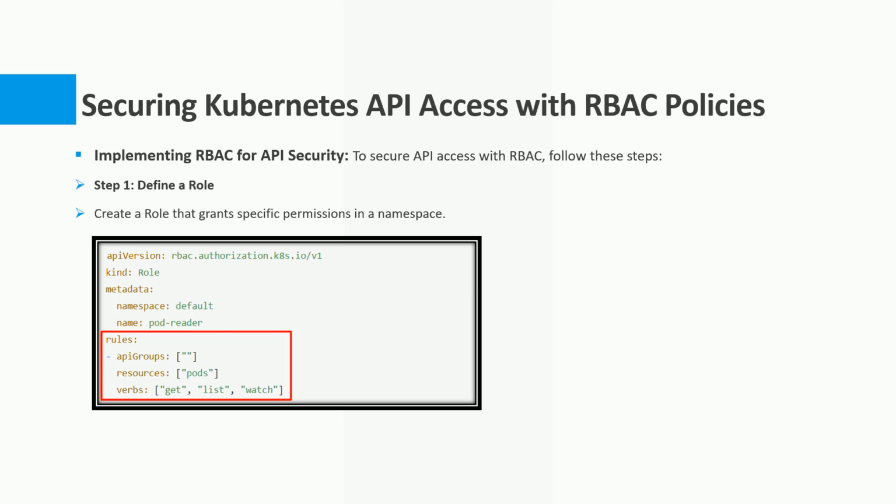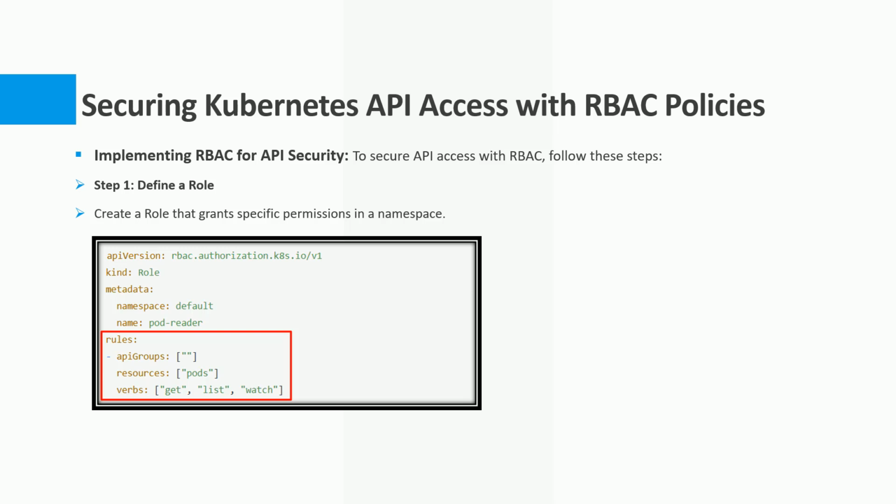You have to start with the API groups, and mostly in the API groups you have to use the empty string, which refers to the core API group, which includes inbuilt resources like pods, services, etc. The next is resources, and here you can see I have mentioned pods. So this role applies to pods in the default namespace. Whichever user gets this role will have access to the pods in the default namespace, with whatever permission you define in the verbs.